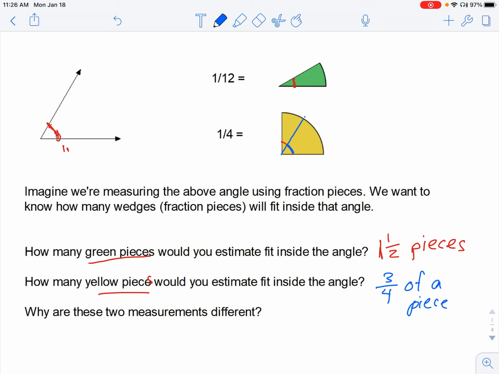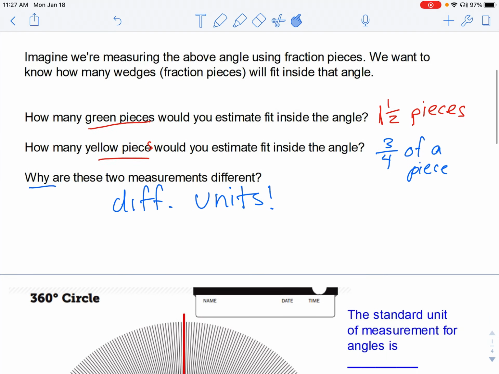Now the big question: why are these two measurements different? We were measuring the same angle. Why were we different? Well, of course, they have different units. And that shows us, just like with anything, we need a standard unit of measurement. And there is, in fact, a standard unit of measurement for an angle. Do you know what that is called? Well, I'm going to show you on the next slide.